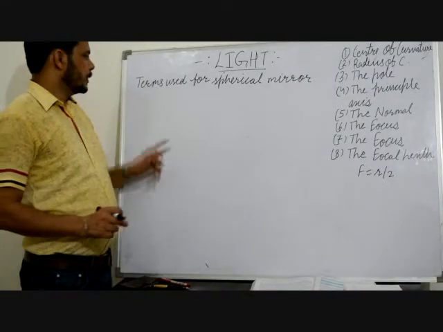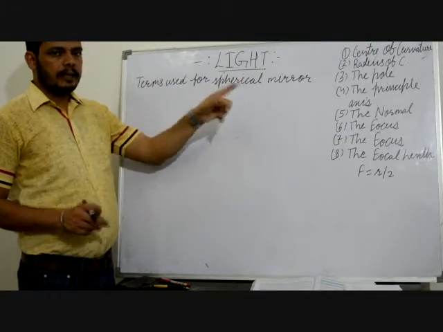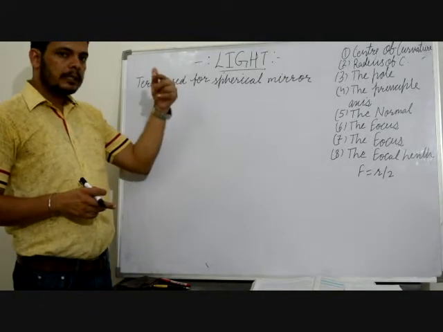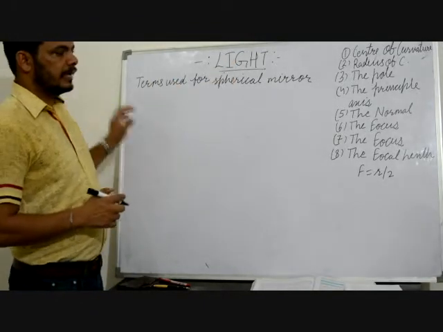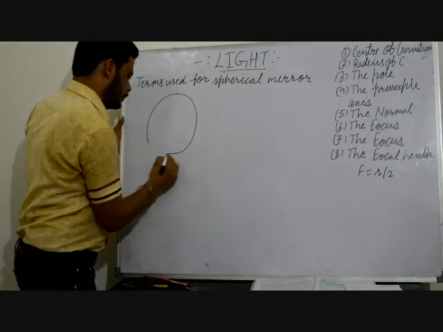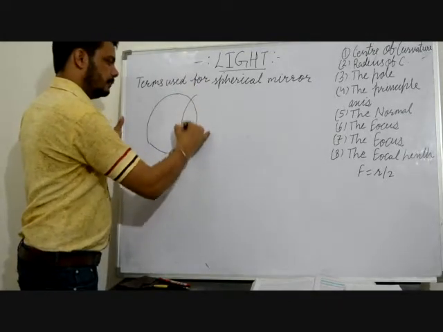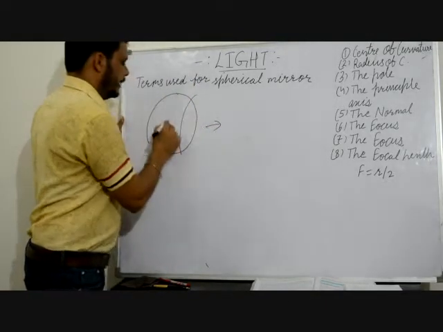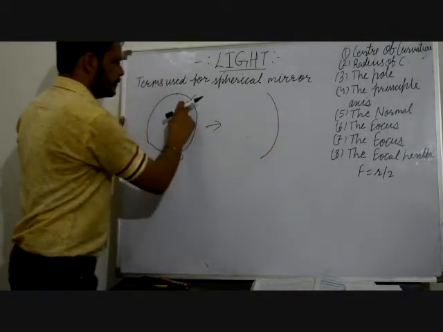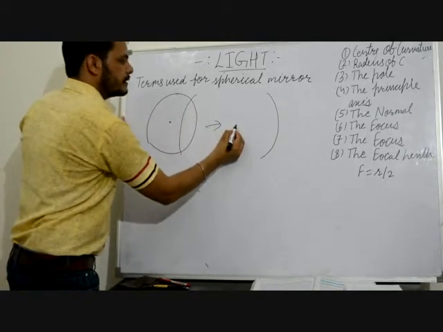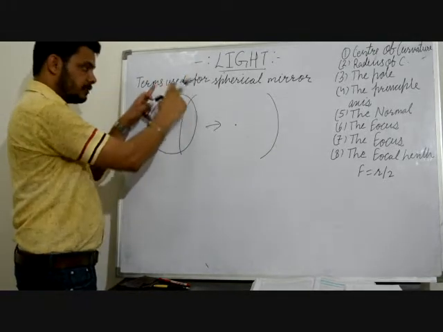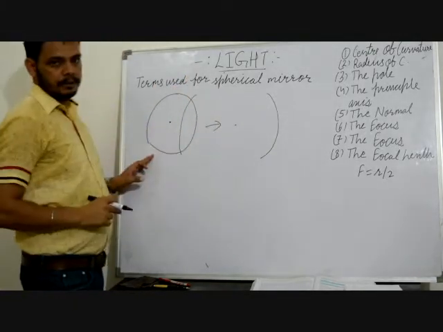Now let's learn the terms used for spherical mirrors. As we have learned the terms used in plane mirror, we will also learn the terms used for spherical mirrors. So the first term is center of curvature. All of you know that a spherical mirror is cut from a sphere and it also has a center. So the center of the sphere is the center of curvature of the mirror cut from it.